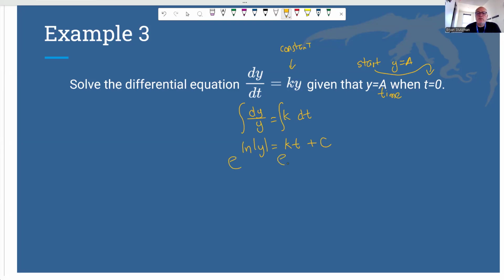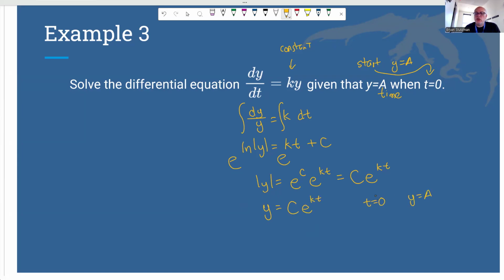Exponentiate both sides. I get the absolute value of y is equal to e to the kt plus c, or I can make that e to the c times e to the kt, or some arbitrary constant times e to the kt. Oh, I don't have natural log of y anymore. Those are gone. I just have the absolute value of y. Right? So y will be plus or minus c e to the kt, or let c take the sign along with it.